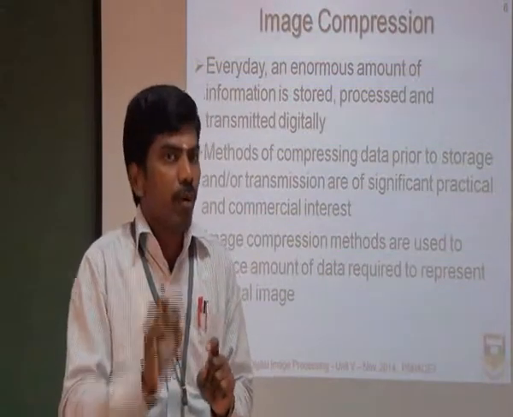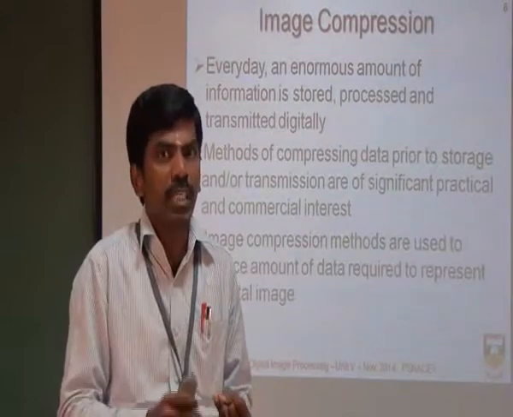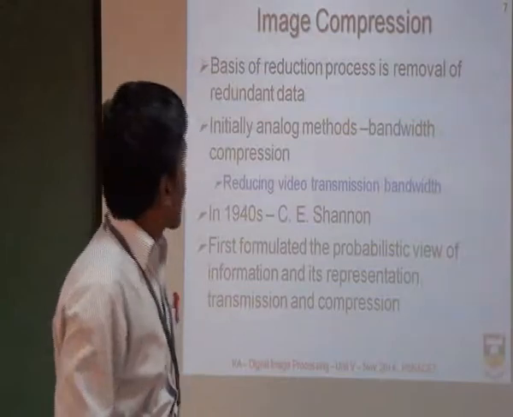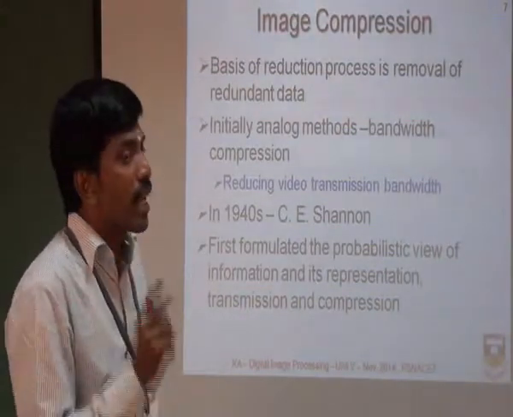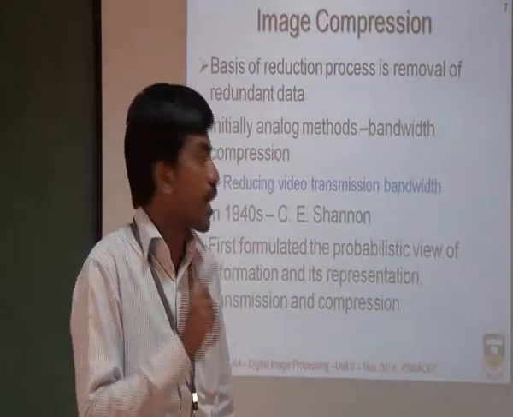There are two ways: one is removing repeated redundancy, the other is removing irrelevant pictorial information of the image. So what is the basis of the reduction process? Removal of redundant data. That plays a very crucial role in image compression, so we remove the redundancy.